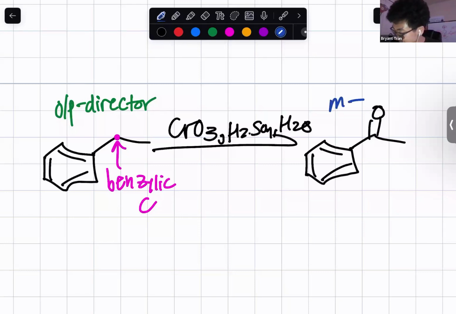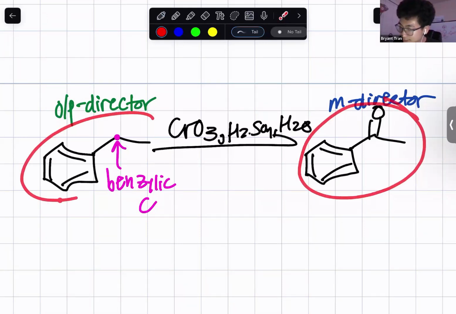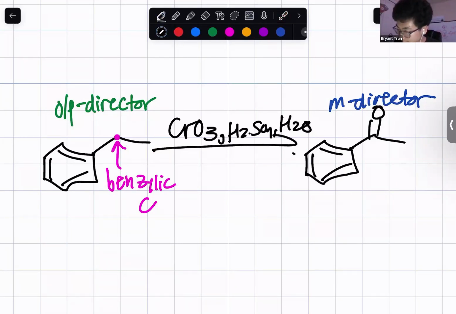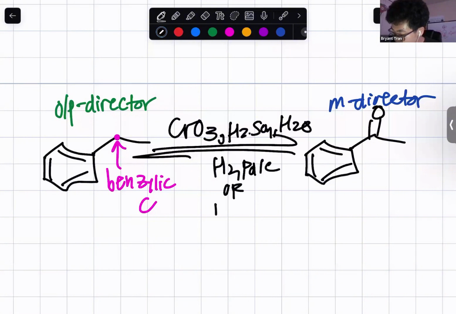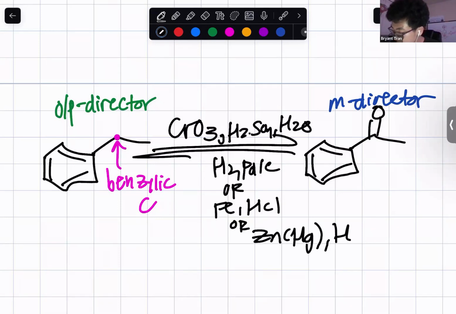Meta director, yes. Okay, now let's say we want to convert this meta director carbonyl into this alkyl group here. We went over this earlier. To do that, we could use any of these three reducing agents: H2/Pd-C, Fe/HCl, or Zn(Hg)/HCl, one of these three reducing agents.